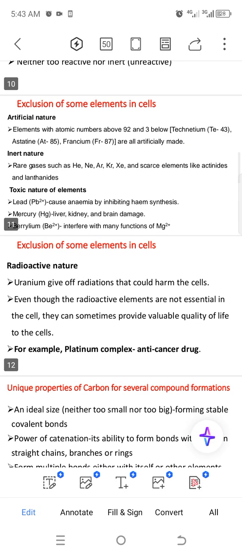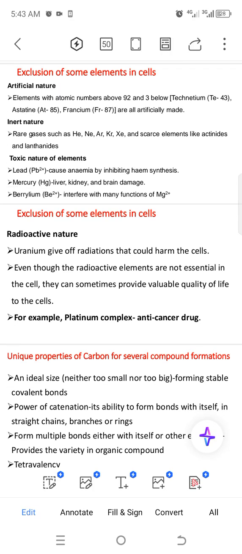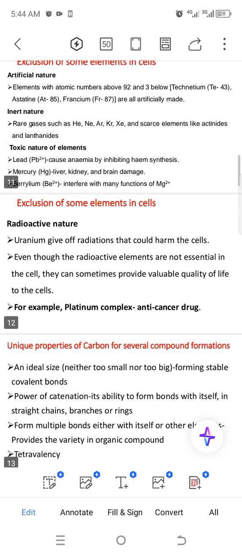So this is why some of the elements, specifically atomic numbers above 92 and 3 below, were excluded in a cell. The second one is the innate nature of the elements. So elements such as helium, neon, argon, krypton, xenon. So they are very scarce elements like actinides and lanthanides as well. So these elements too were excluded as a result of their innate nature. They are not reactive. Yes.